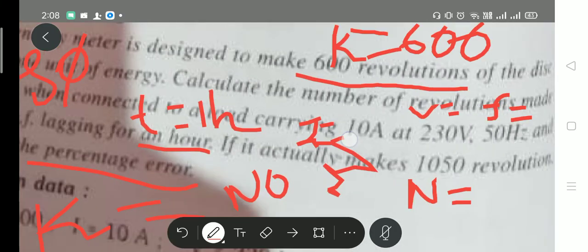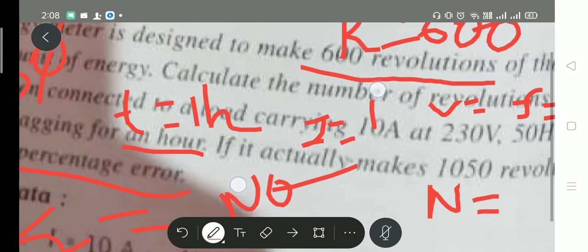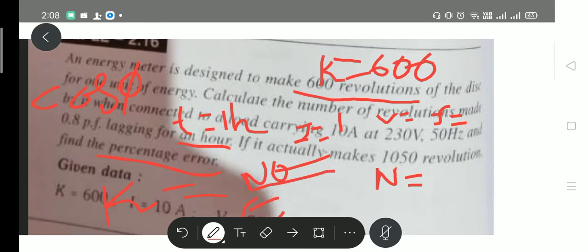Time is 1 hour and he is asking the percentage error. So first you have to find the number of revolutions. How to find the number of revolutions? You know the formula K is equal to number of revolutions by energy. But we don't know the energy value, so first we can find the energy.